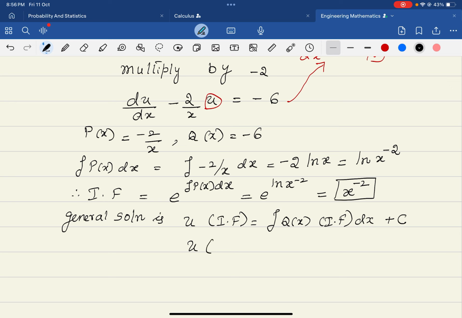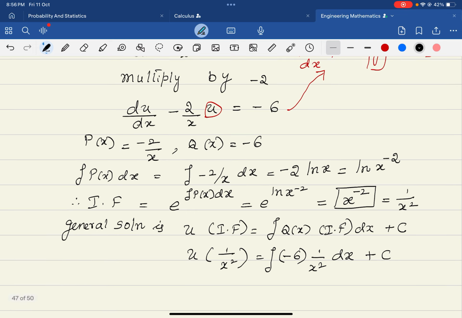x power minus 2. We can also write this as 1 over x square. So u times 1 over x square is equal to the integral of, what is q of x? Q of x in the equation is minus 6. So we write minus 6 times the integrating factor 1 over x square dx plus the constant.